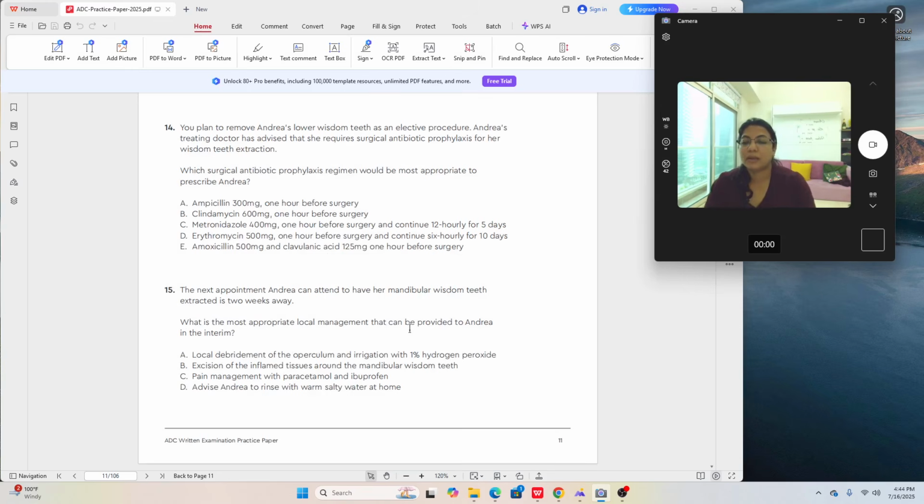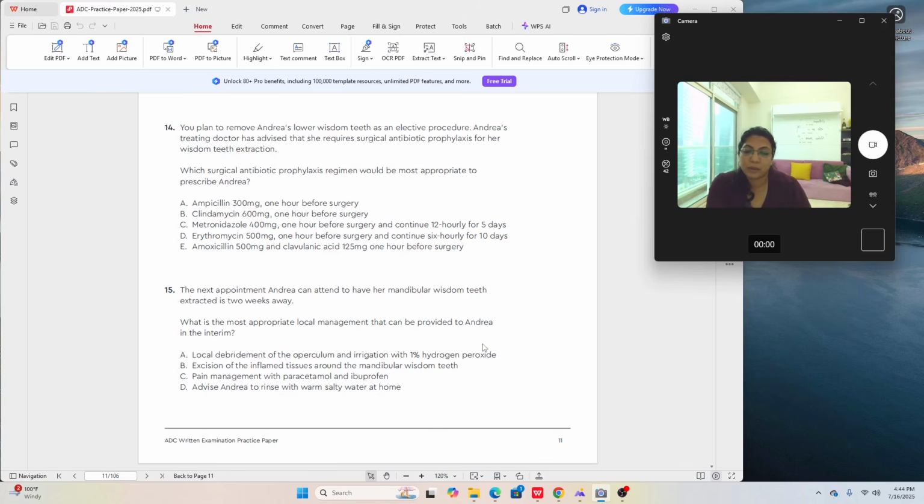The next appointment Andrea can attend to have her mandibular wisdom teeth extracted is 2 weeks away. What is the most appropriate local management? Local, not systemic. Local means something you're doing inside the oral cavity, not giving something to drink. And that can be provided to Andrea in the interim. Interim means during the interval between the appointment of today and the elective procedure that is scheduled 2 weeks later.